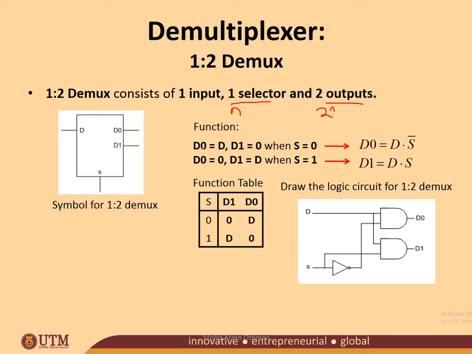For the function, when the selector s is set to 0, you will have d0 equals d and d1 equals 0. This means d0 is actually d dot s bar, where s bar applies because s is 0. And when selector s is set to 1, you will have d0 as 0 and d1 as d. This means d1 will be d dot s, multiplied by s, an AND function.